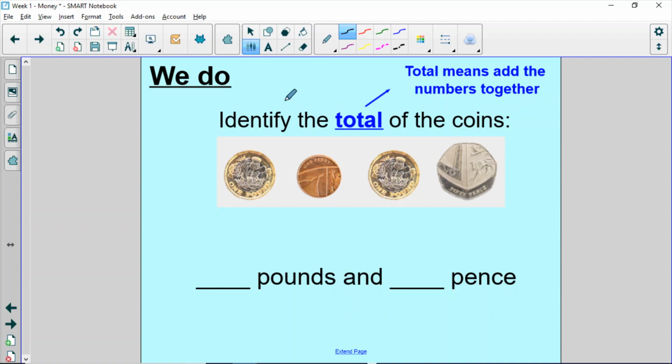Okay, let's go through the answers. Again, I'm going to start with the largest amounts of the pounds. We've got a £1 coin and another £1 coin. Therefore, we can say we've got £2. And now let's move on to our pence. We've got a 50p coin and a 1p coin. And 50 add 1 makes 51. Give yourself a tick if you've copied £2 and 51 pence.